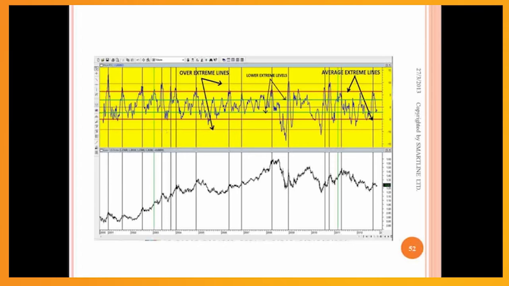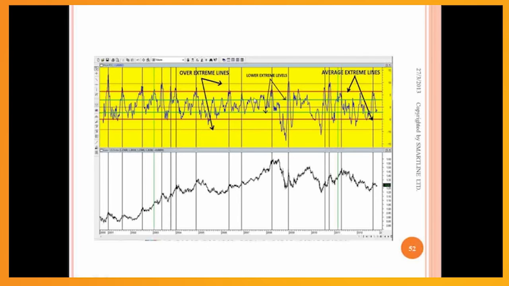So if you continue like this, during this period of time, when you are using the average extreme, we have maybe 80 to 90% accuracy of the tops and the bottoms of the market. If we are using though the over extremes, which is this top and this top, then it's 100%. So if we are using the green line, the statistics are a little bit worse, right?